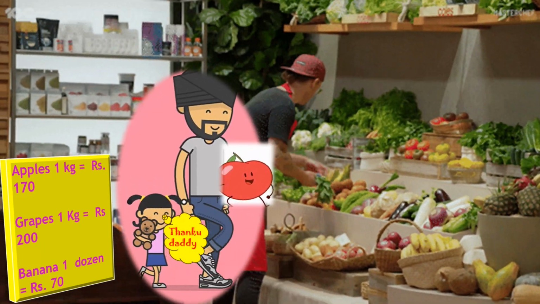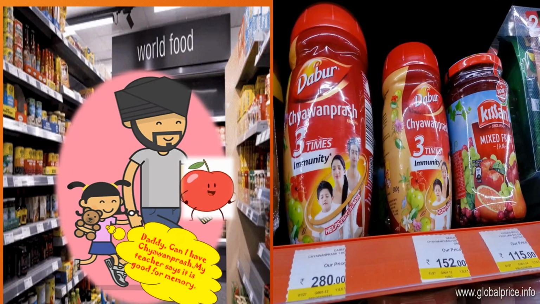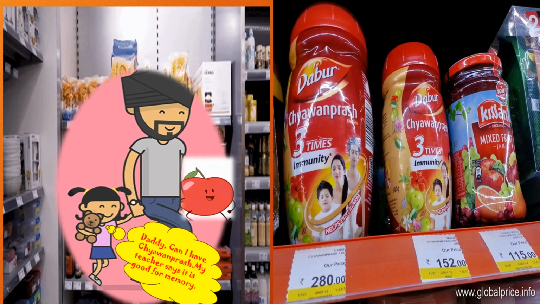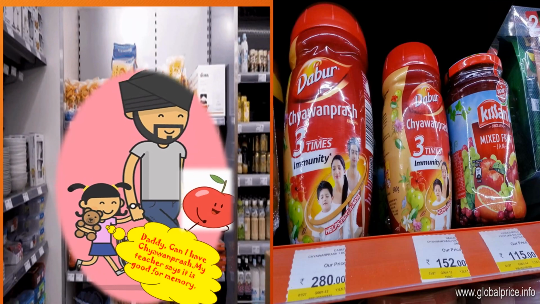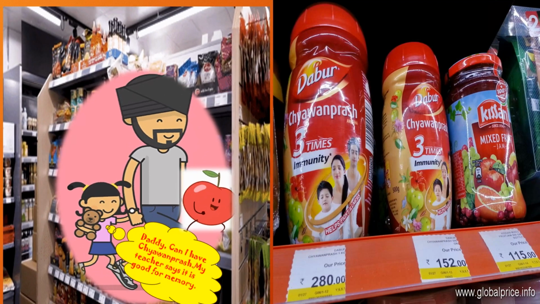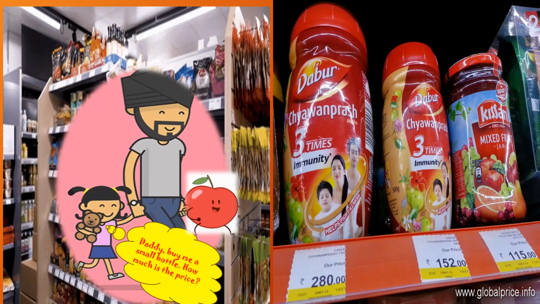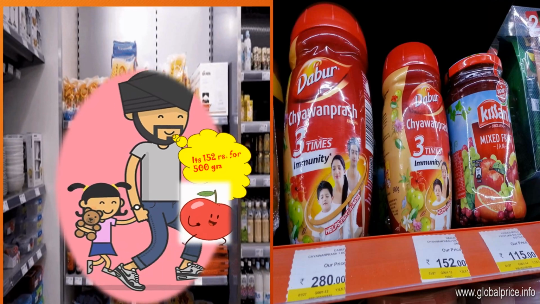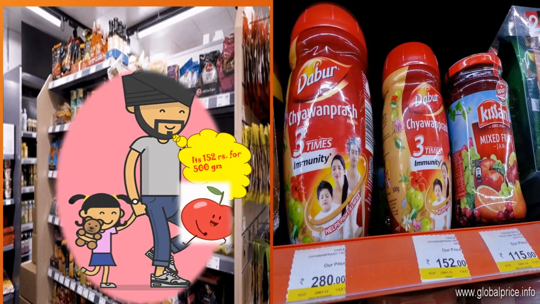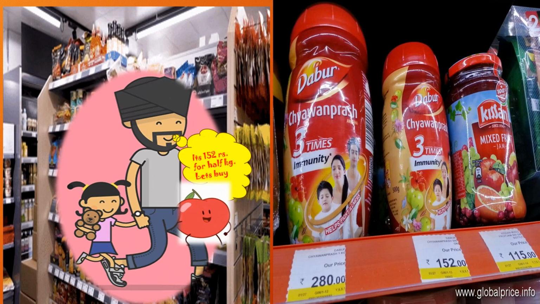Now let's see which stall they go to next. They go to the stall where Chyawanprash, mixed jam, fruit jam, everything is kept. So Tina sees the Chyawanprash and says, Daddy, can I have Chyawanprash? My teacher says it is very good for memory. And please buy a small bottle. Daddy, what is the price of that small bottle? So daddy says it's rupees 152 for 500 gram. That is half kg. And he says, let's buy it, Tina.